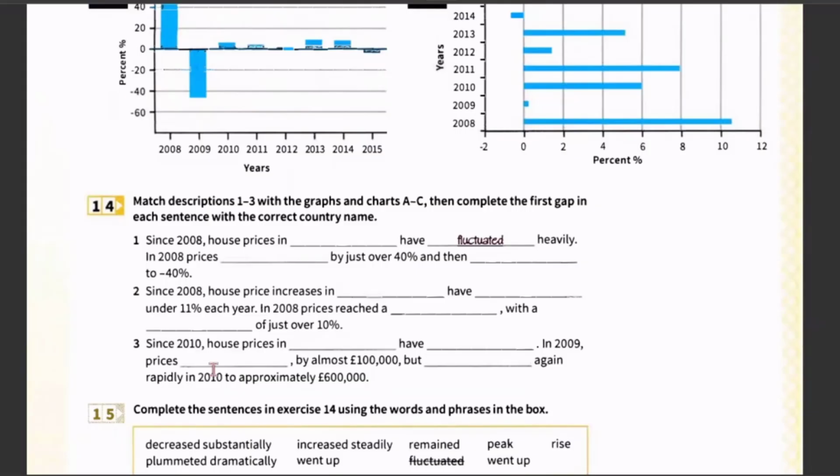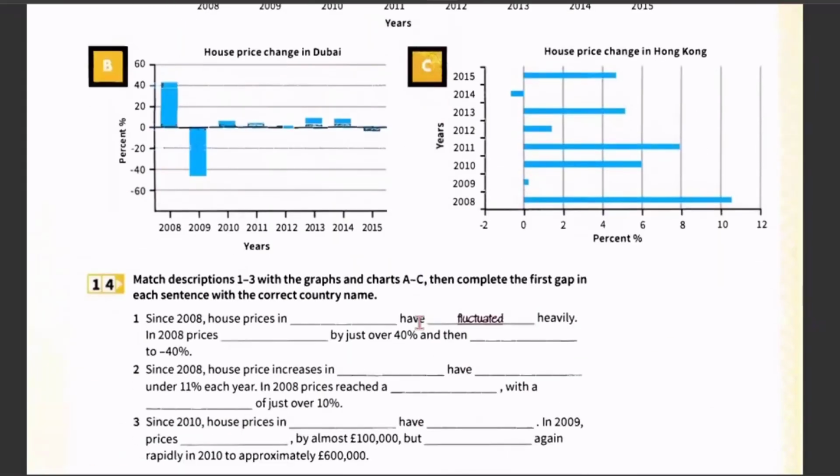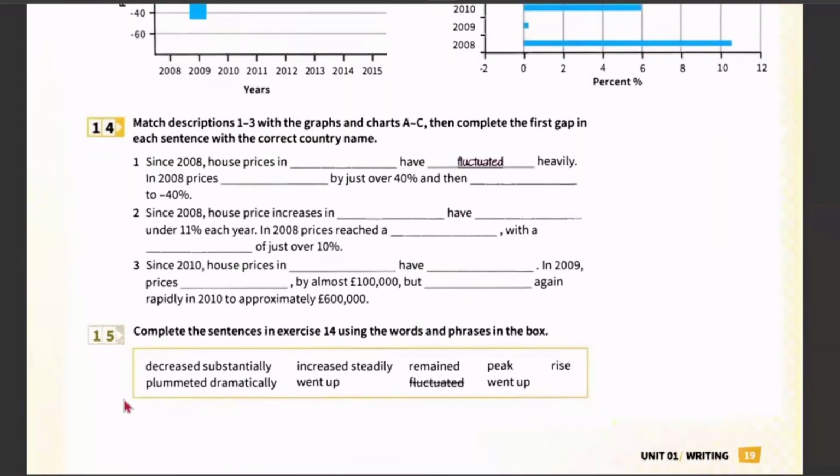Let me add one more thing that I missed here, that we have to fill in these blanks using the words that are given in activity 15. See the words that are given in the box. We have to use these words to fill in the blanks that are given in 14. Okay, so we have one blank that will be filled with maybe the name of the country that is given in the graph, and the other blanks have to be filled with the words that are given in 15. Okay.